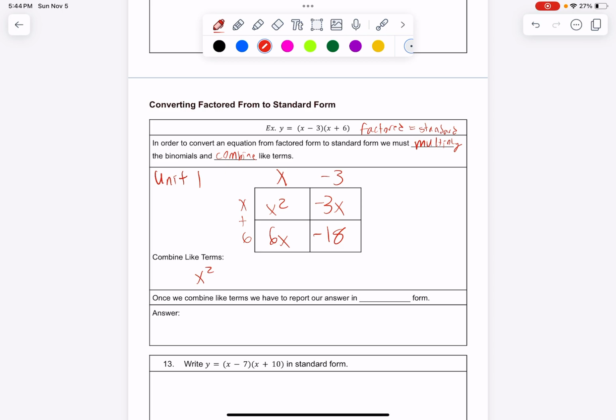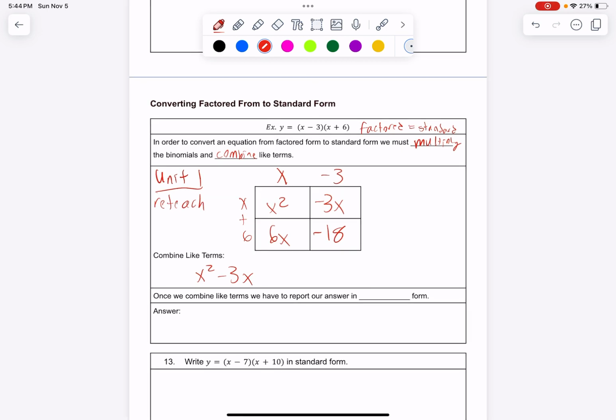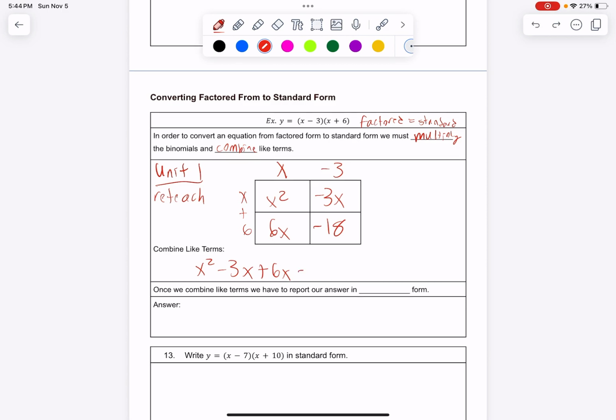So we have x squared. And if you guys look at the reteach in Unit 1, you will be able to have more support on how you can do this. So if we have x squared, we're also going to have negative 3x, which we subtract. So we're keeping those signs there, and I'm listing all my like terms, plus 6x minus 18.